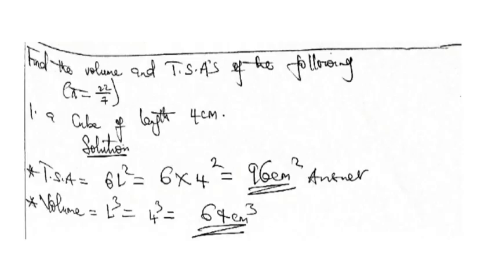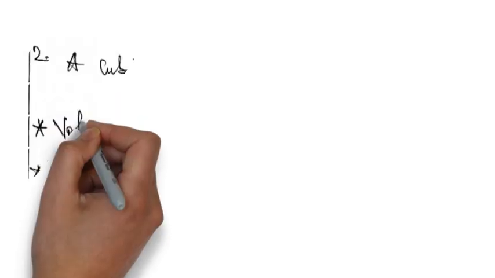Number 1. A cube of length 4 centimeters. Solution. TSA is 6L squared, that is 96 centimeters squared. Volume is L cubed, that is 4 raised to the power 3, that's 64 centimeters cubed.